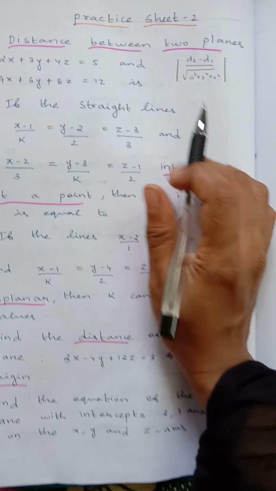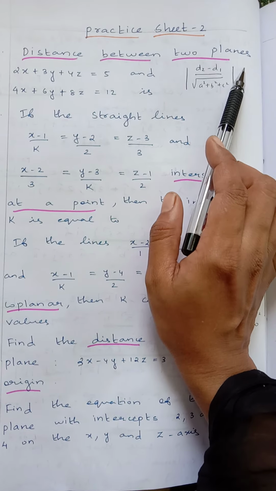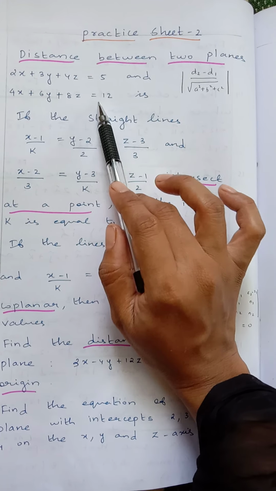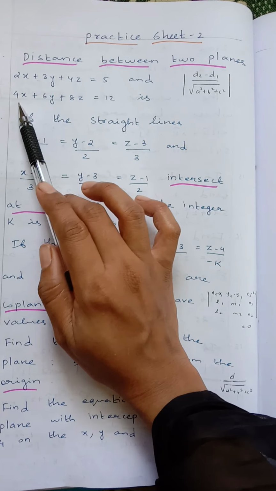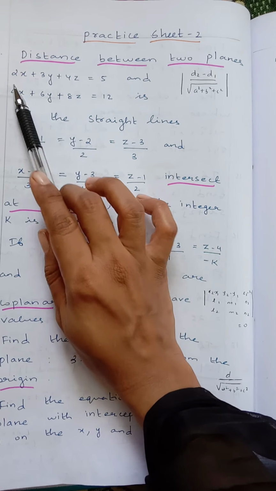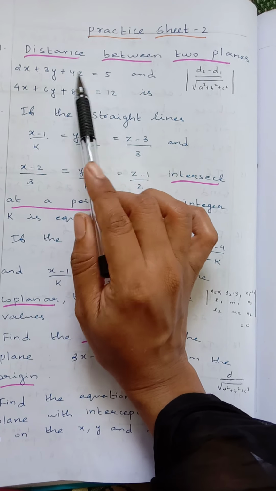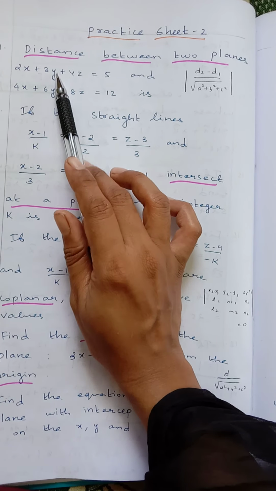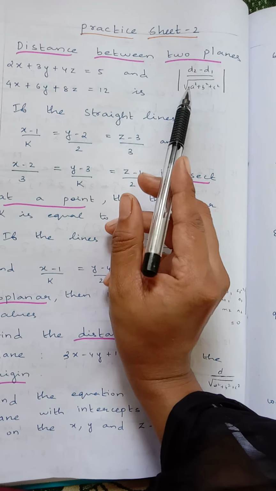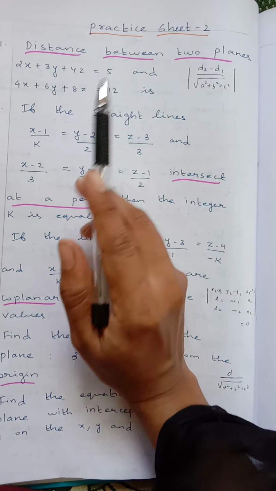So 3D. The next worksheet will be based on 3D. Distance between two planes. Okay. They have given you two planes and you can see here the second one. Yes, they are parallel because we multiply the first one by 2. First you multiply by 2 and make the planes parallel. Then you can use this formula: d2 minus d1 by root of a square plus b square plus c square.